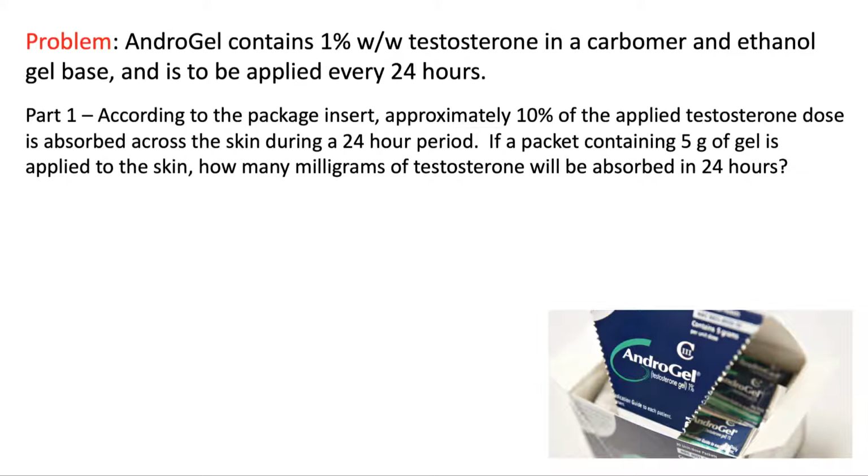This problem involves the commercial product Androgel, and it says that Androgel contains a 1% weight per weight concentration of testosterone in a carbomer and ethanol gel base, and this gel is to be applied every 24 hours. The first part of the question says that according to the package insert, approximately 10% of the applied testosterone dose is actually absorbed across the skin in the 24-hour period. Therefore, if a packet containing 5 grams of gel is applied to the skin, how many milligrams of testosterone will actually be absorbed in that 24 hours?